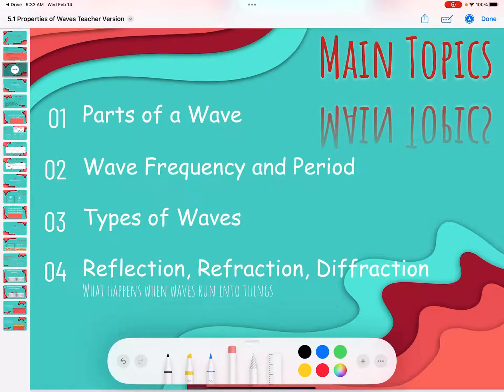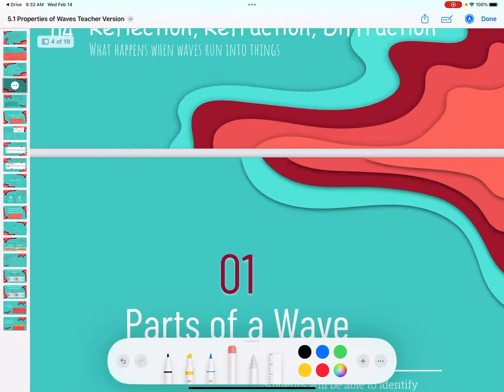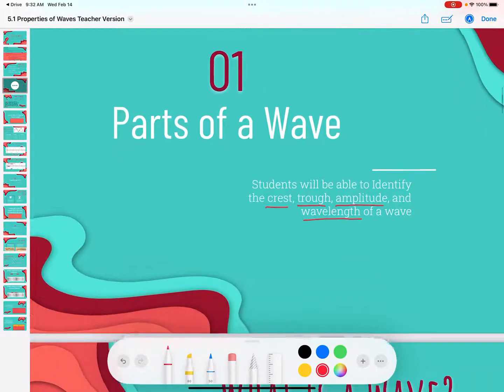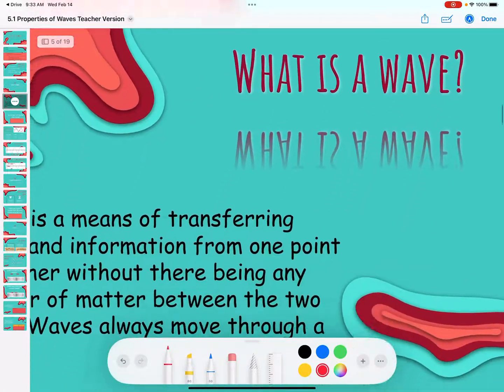And so moving into this first section, we're going to look at the various parts of a wave. And by the end of this section, you should be able to identify a couple of different important pieces. So I'm talking about the crest, the trough, the amplitude, and the wavelength of a wave. So there's 4 pieces that you should be able to identify if I give you a diagram of a wave. And so let's go ahead and get started with just what is a wave.